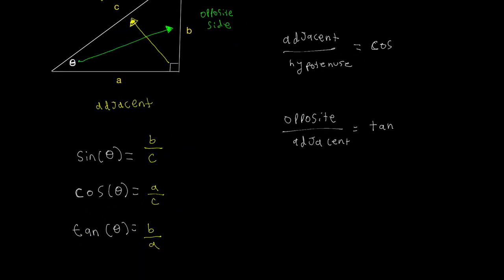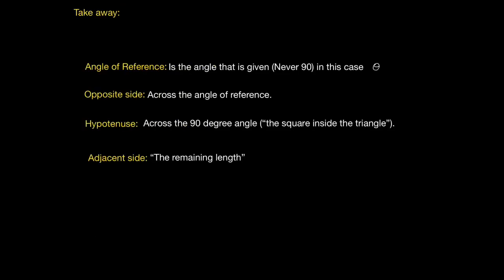Now here are the takeaways. So the takeaways are, first, the angle of reference. That is going to be the angle that is given. Now it's never going to be 90 degrees. In this case it was theta. Next, we have three sides. The opposite side is always going to be across the angle of reference. The hypotenuse is always going to be across a 90-degree angle. And the adjacent side, that's going to be the remaining length.